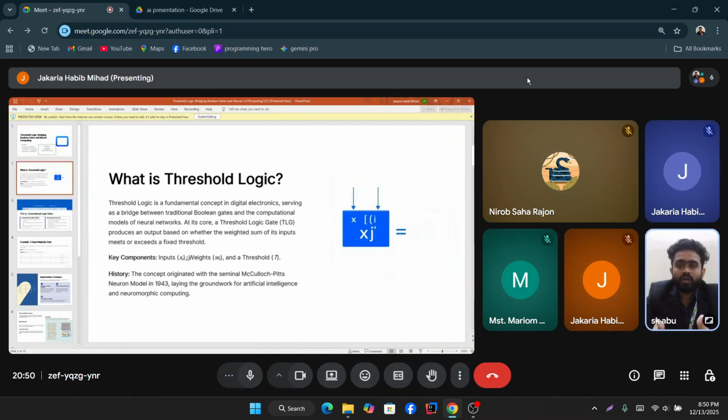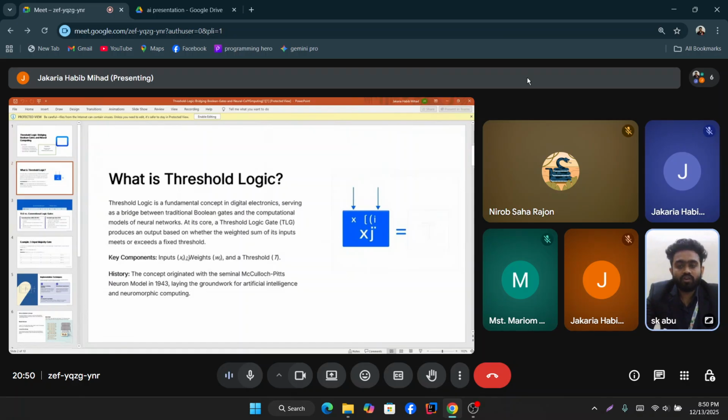Here we see what threshold logic is. Threshold logic is a fundamental concept in digital electronics, serving as a bridge between traditional Boolean gates and the computational models of neural networks. At its core, a threshold logic gate, TLG, produces an output based on whether the weighted sum of its inputs meets or exceeds a fixed threshold.